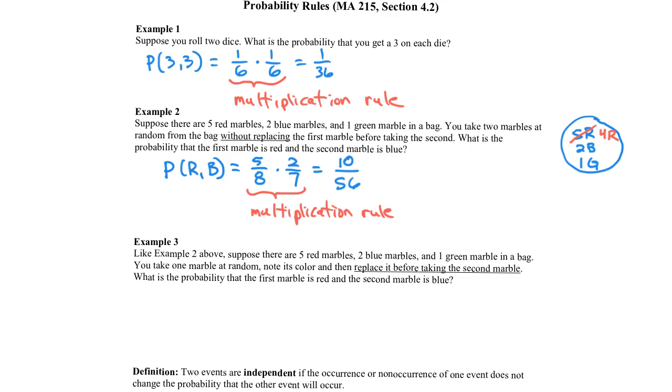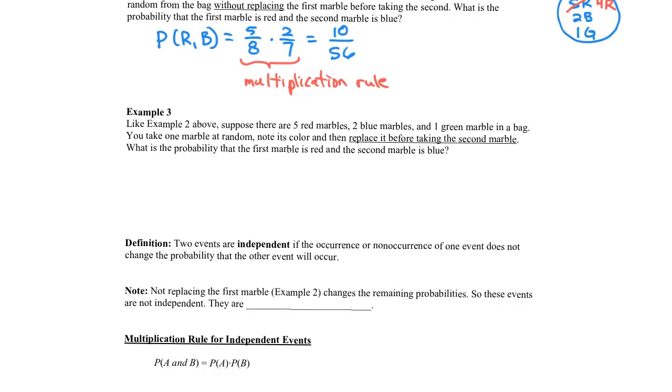Okay, so then we've got example 3. This example is sort of like example 2 above, but this time we're going to replace the marble. So we have the same initial setup. We've got these marbles here. We've got 5 red, 2 blue, 1 green. And this is called sampling with replacement.